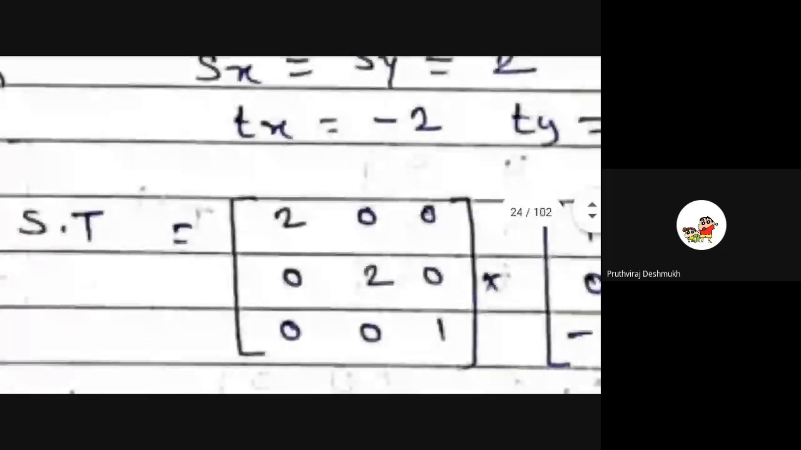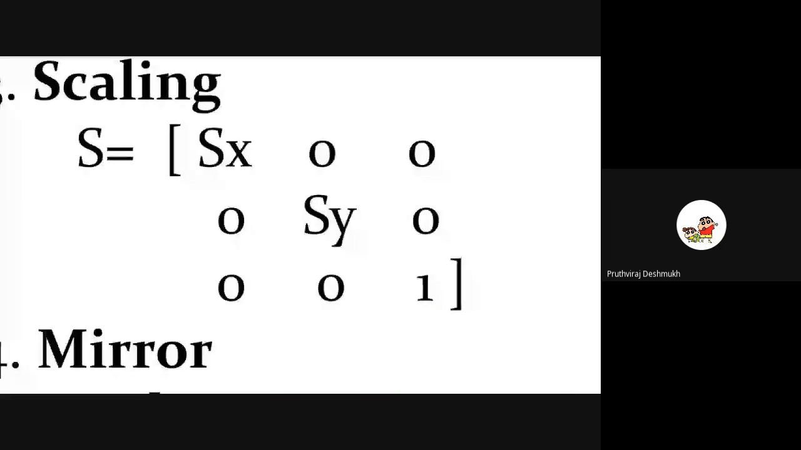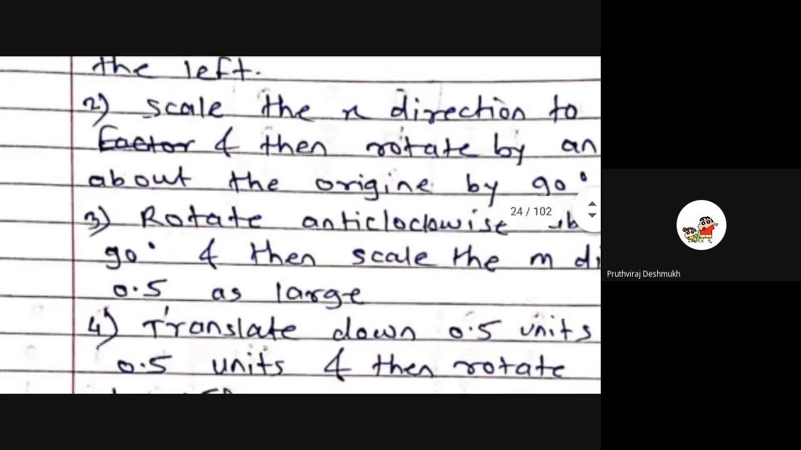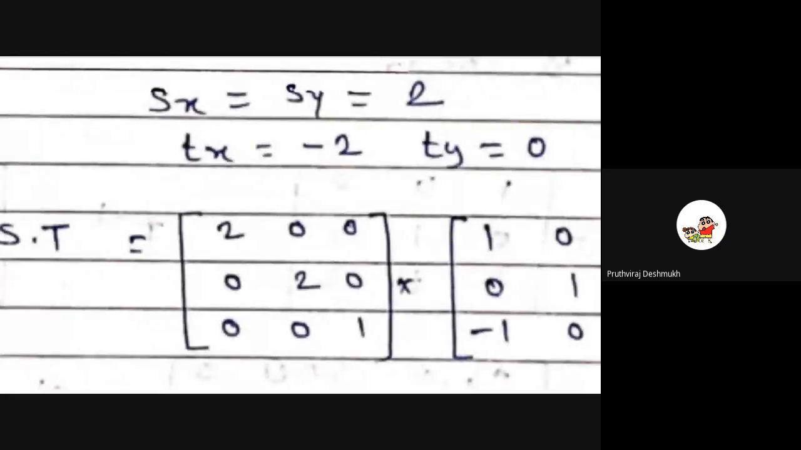Where have we seen this? Suppose this is the scaling matrix. What is the scaling formula? S is equal to Sx 0 0, 0 Sy 0, 0 0 1. As we have taken the formula here, in the examination you should write this formula too. Then only put the Sx and Sy values here. Okay, the first matrix we got.